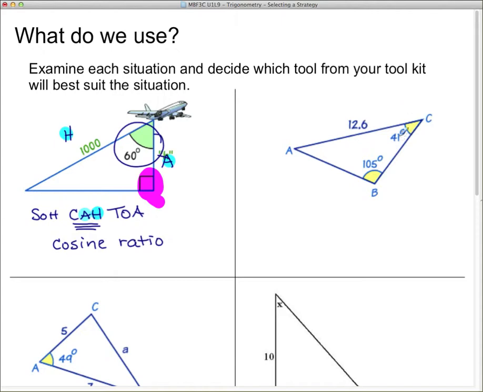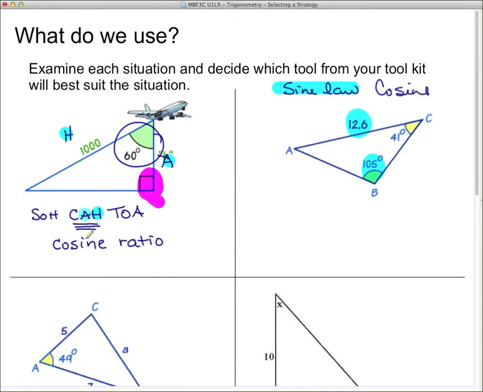Now over here, first of all, the first thing I'm going to look for is a right angle. This one does not have a right angle. So I know if it doesn't have a right angle, I got two choices. I got sine law or cosine law. Now sine law needs an angle side pair. So let's see, do I have an angle side pair? There's an angle and there's the side across from it. So there's our winner, ladies and gentlemen.